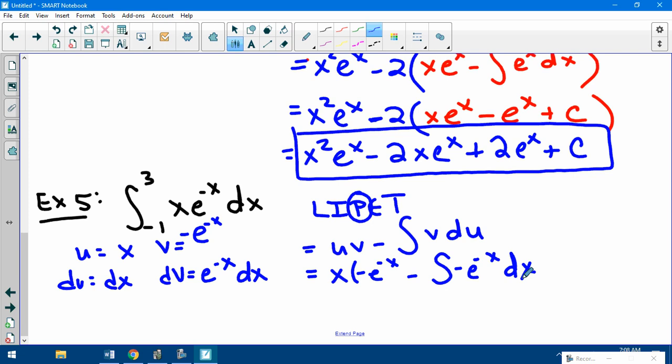All right, and since I had these bounds originally, I know we're using u, but we don't need to get new bounds. It's not really u sub. It's still in terms of x over here. So it's still from -1 to 3. So this is going to be negative x e to the negative x. And incidentally, this piece is also going to have to get evaluated from -1 to 3. You'll see that in a second.